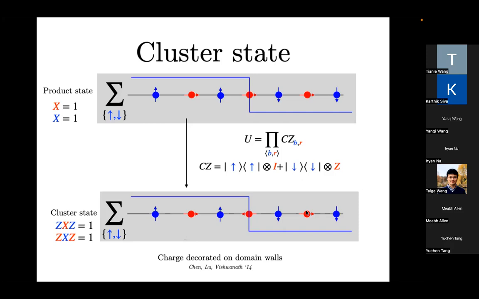This picture of preparing the cluster state can be viewed as whenever you have a domain wall for the blue spins, you decorate a charge on the domain wall. The charge is just realized by applying a Z, because Z is charged under the Z2 symmetry, which flips all spins. The minus state here is basically saying that's a charge. So that's a way to view the cluster state in a topological manner.